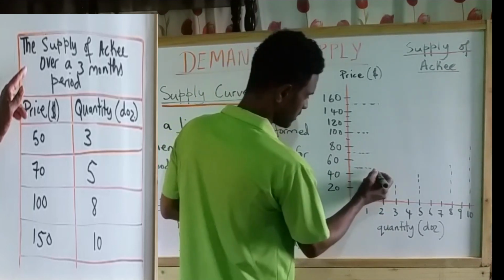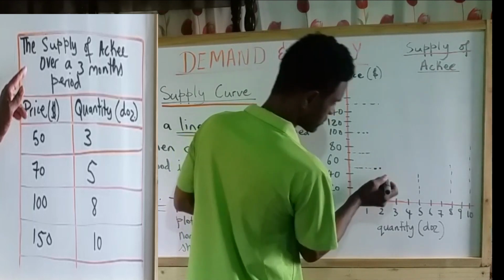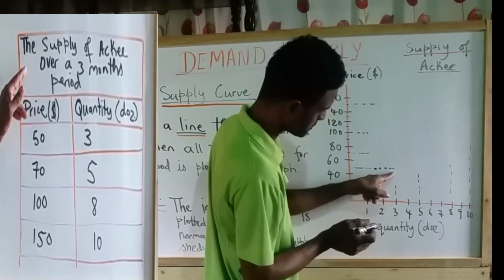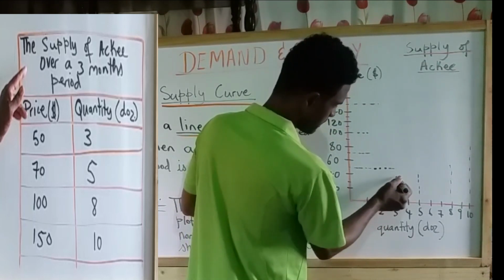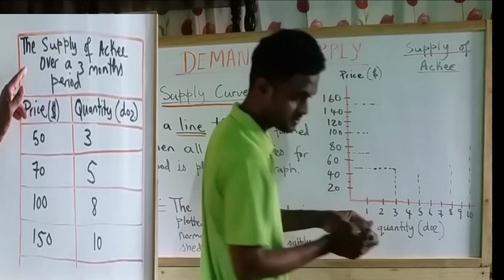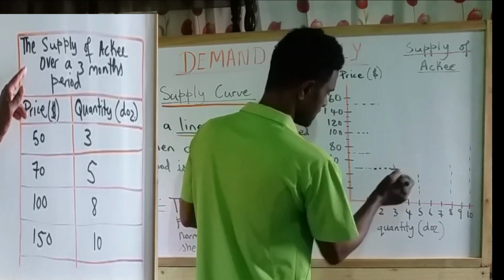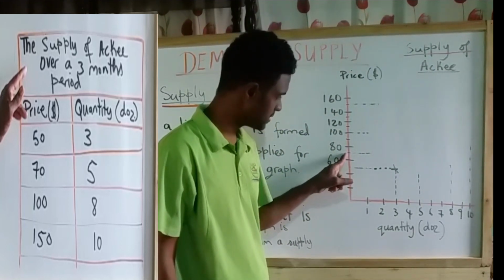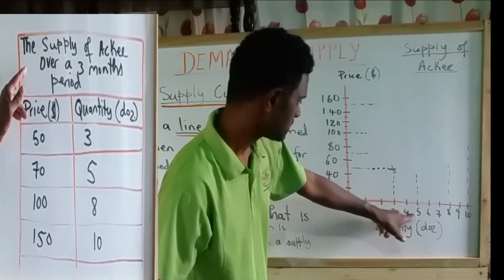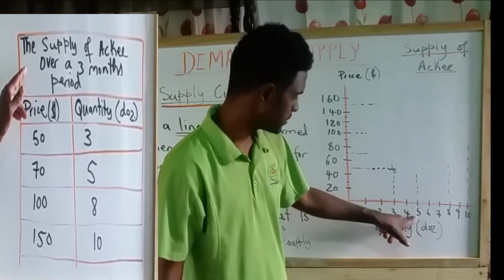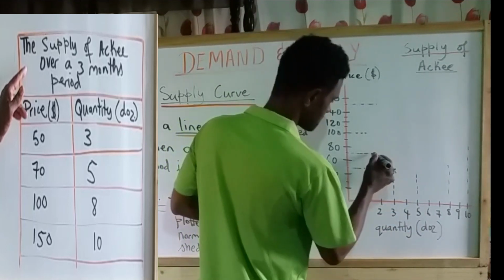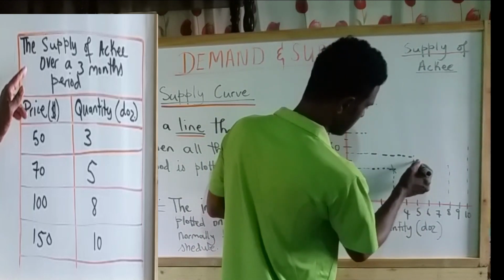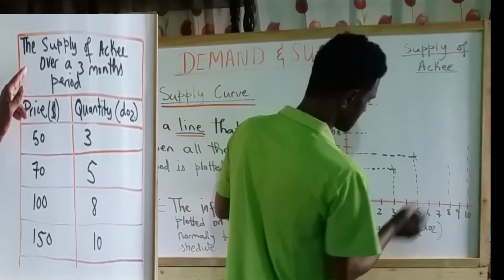So I'm going to plot. You go across from the $50 straight across to the 3 dozen point, and then you go up. And where the lines meet, put an X there. Now, it was also shown that when the price for ackee went up to $70, the amount that was willing to be put on the market was 5 dozen. So you go across until you meet this point. You go up, and where the points meet, put an X.